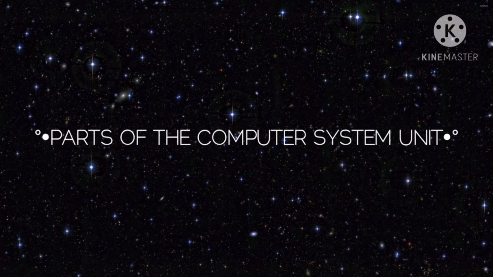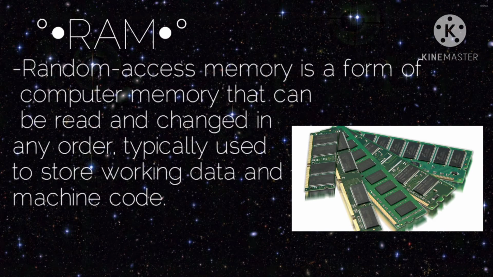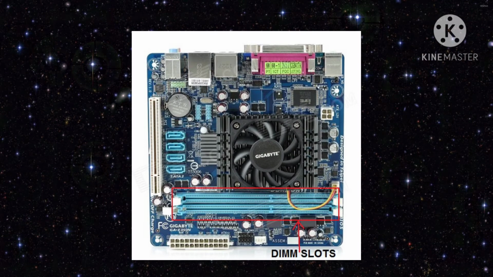Parts of the computer system unit. RAM. Random access memory is a form of computer memory that can be read and changed in any order, typically used to store working data and machine code. RAM is located next to the CPU or central processing unit.